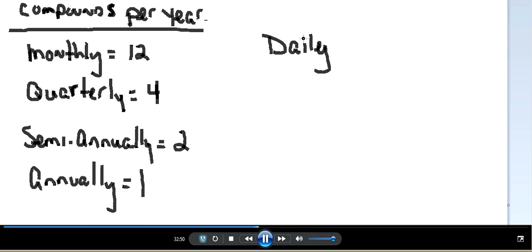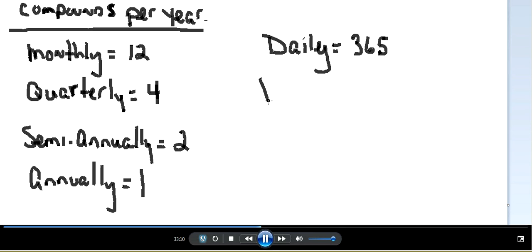Daily. What's daily? How many days in a year? 365. Next year there will be 366 because of leap year. Next year is a leap year.